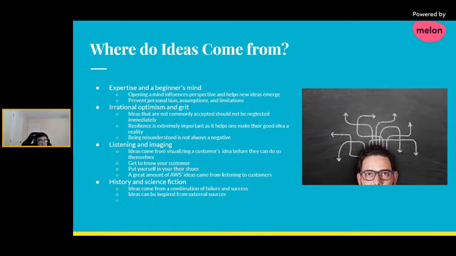Now we have listening and imaging. Ideas come from visualizing a customer's idea before they can do so themselves. Listening and imaging helps to get to know the customer and put yourself in their shoes. And a great amount of AWS's ideas came from actually listening to customers themselves. And then finally, history and science fiction. Ideas can come from a combination of failure and success and can be inspired from external sources.